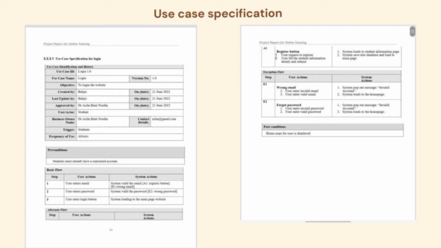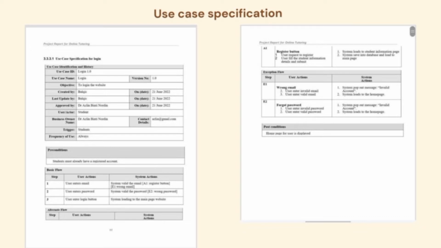There is one alternate flow for this use case, which is the register button. When the user requests to register, the system will load the student information page, and the student needs to fill in the student information details and submit it, and the system will save it into the database and load the main page. Next, there are two exception flows for this use case. The first one is wrong email. When the user enters an invalid email, the system will pop out a message, invalid account, and they need to enter a valid email again, and the system will load the home page.